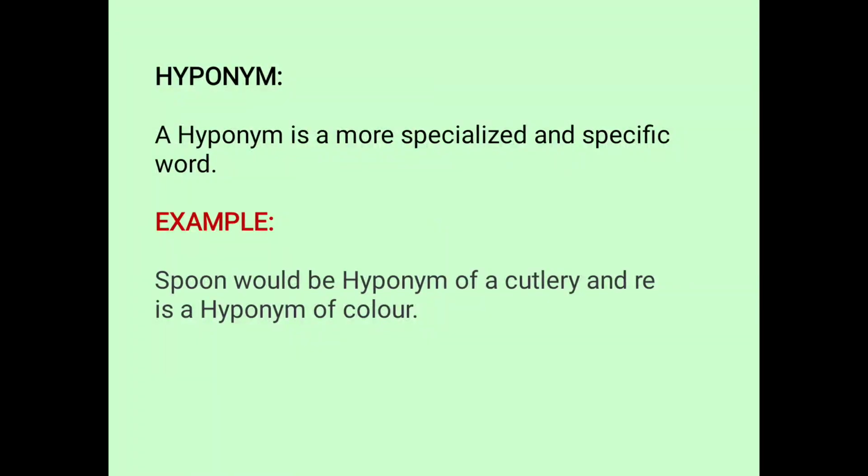Then the last lexical relation is hyponym. Hyponym is a more specialized and specific word. For example, spoon would be a hyponym of cutlery, and red is a hyponym of color. So these are all the lexical relations which we discussed.